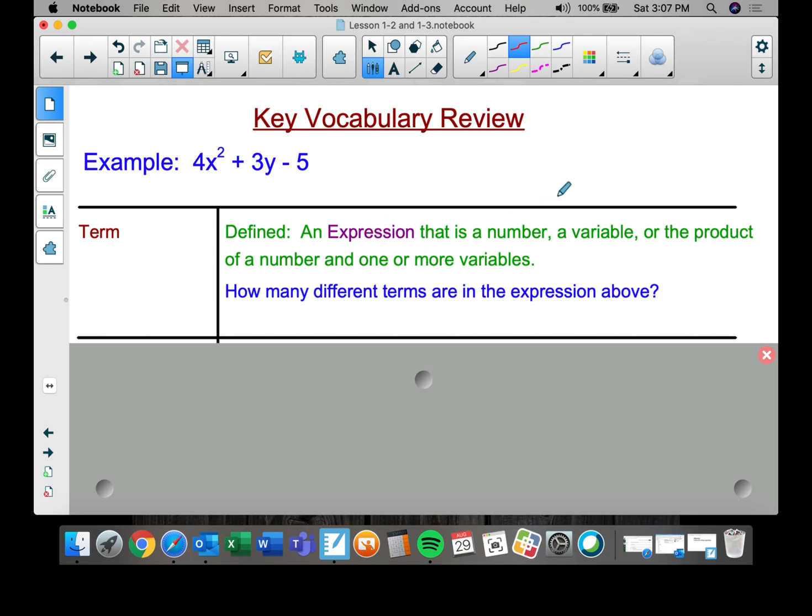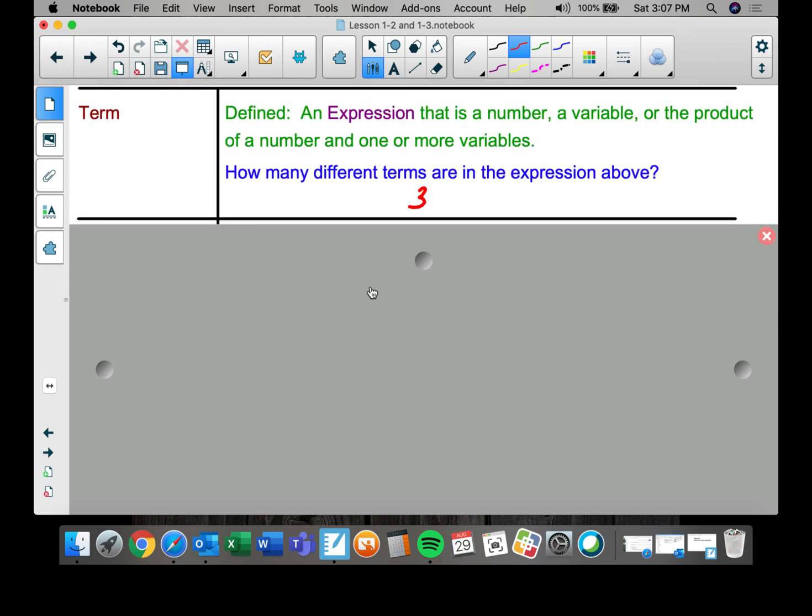So how many different terms do we have up here? In this case, there's 1 term, 2 terms, 3 terms. A term is separated by plus or minus signs. So we end up with 3 terms up above. That's the first part. We have 3 terms in this expression, separated by 2 plus or minus signs.